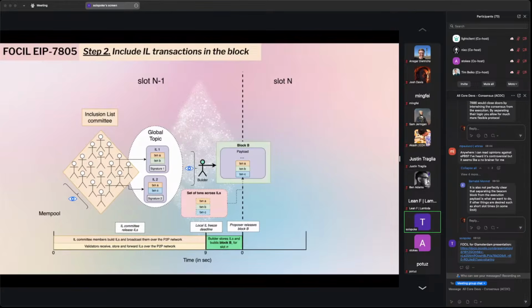Then the second step that's very important is about the builder, that is including inclusion list transactions in its block. And so what the builder does is it also collects and stores the inclusion lists, but it actually has additional time after the view freeze deadline, just to make sure there is enough time for the builder to see all the available inclusion lists that were broadcast by the committee members. And so 11 seconds into the slot, the builder takes the union of transactions across all its stored inclusion lists and then includes them in the execution payload before the full block is proposed to the rest of the network by the proposer.